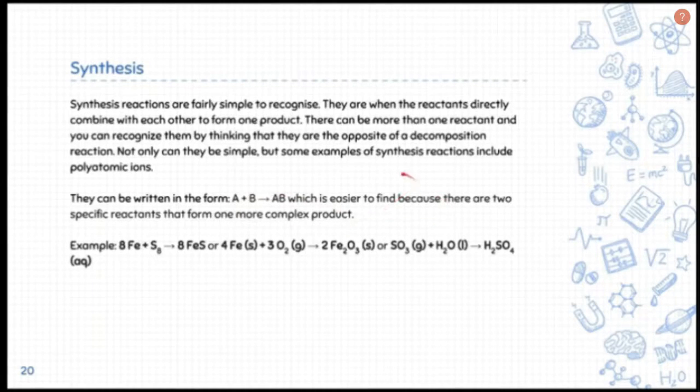So to make it easier to recognize, just use the form A plus B yields AB, which is easier to find because there are two specific reactants that form one complex product. So here, Fe would be the A, S would be the B, and FeS would be the AB. This is just another example.